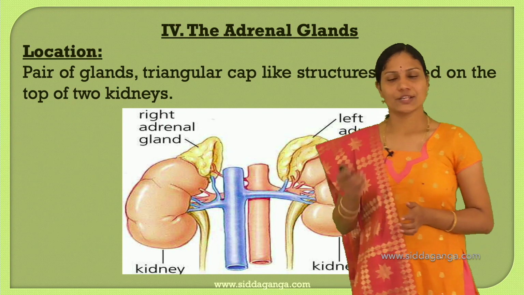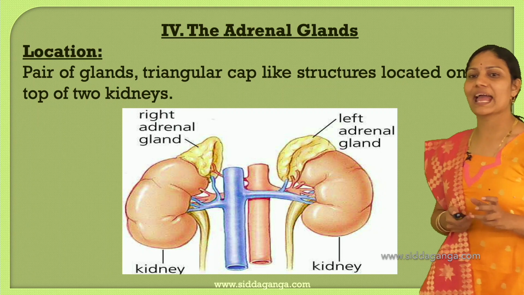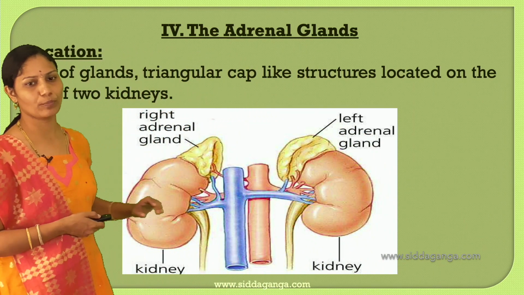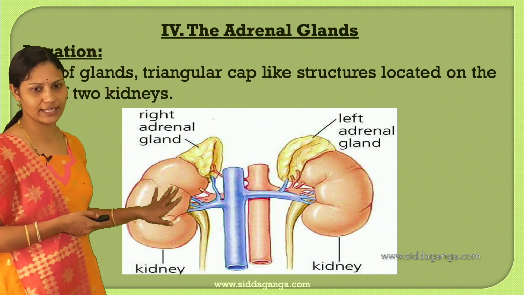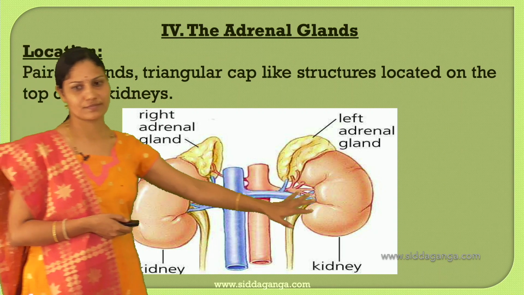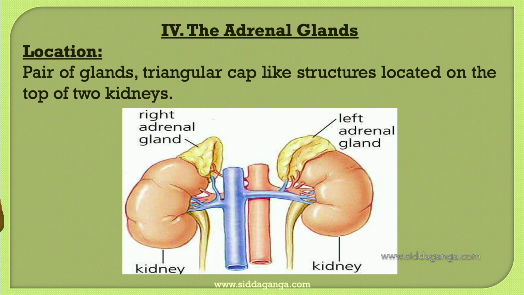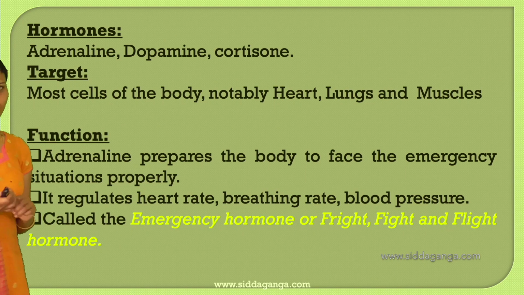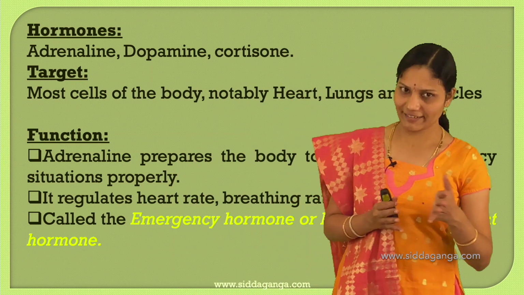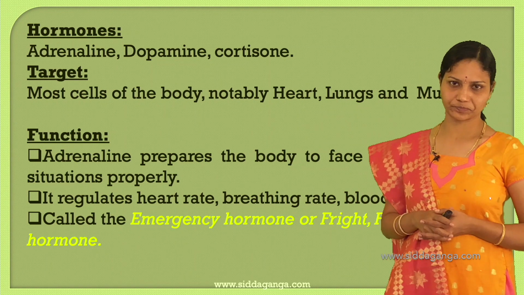Let's understand now. Adrenal glands are a pair of triangular, cap-like structures located on the top of the two kidneys. If this is a kidney, this is a triangular-shaped adrenal gland, left and right. So this is on the top of the kidney, the left adrenal and the right adrenal gland. The hormones secreted by the adrenal gland are adrenaline, dopamine, cortisol, and let's focus on adrenaline now.